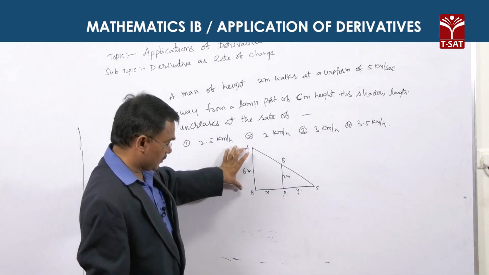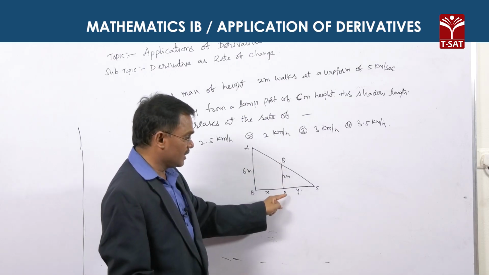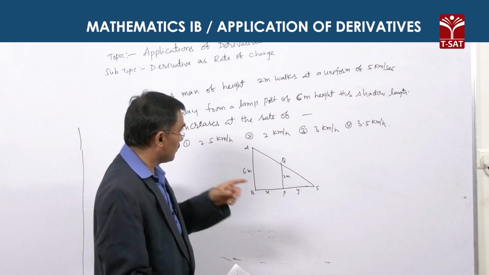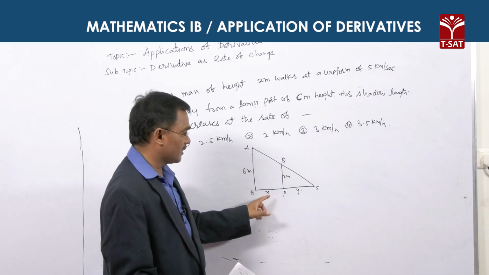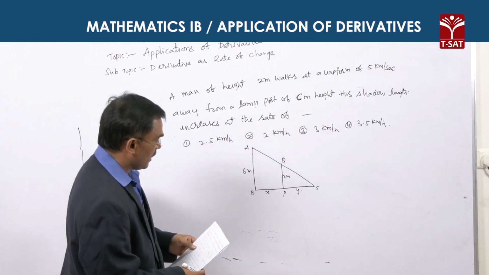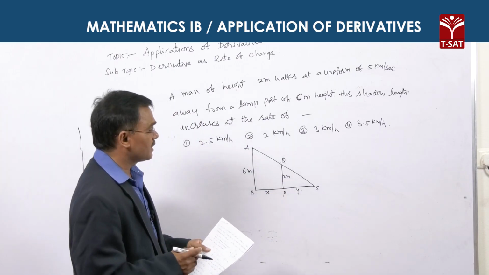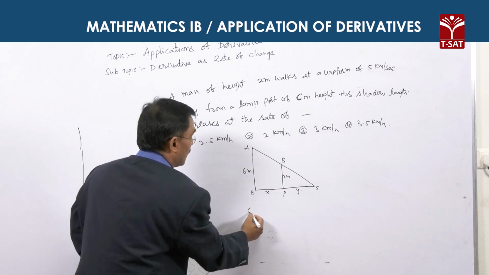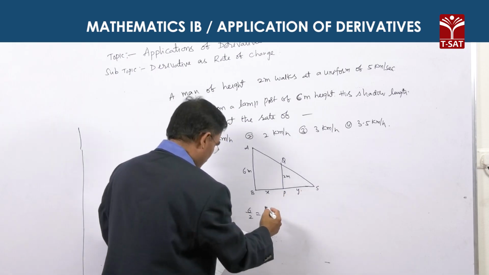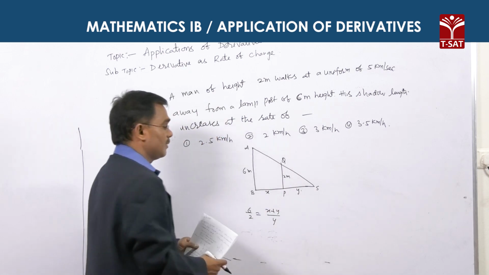Right. AB is the lamp post height, 6 meters, and the height of the person is 2 meters, and the shadow PS is y, and the distance from the lamp post is x. Then the rate of increase of the shadow length is asked. You observe the triangles APS and PQS are similar triangles. Using the similarity, AP by QP is equal to 6 by 2, which is equal to BS by PS, where BS is x plus y, and PS is y.